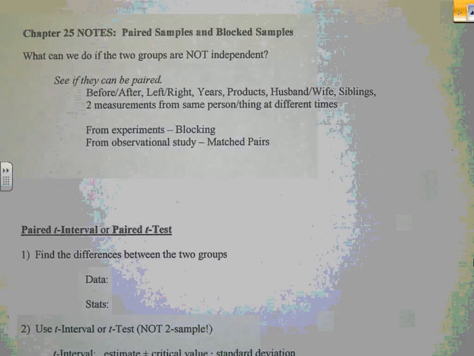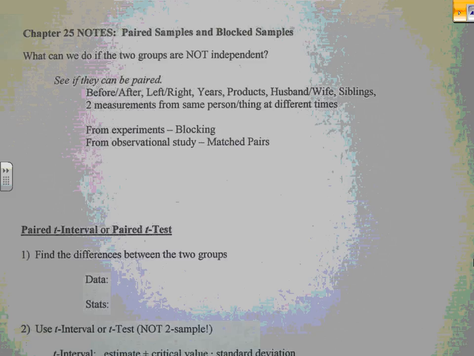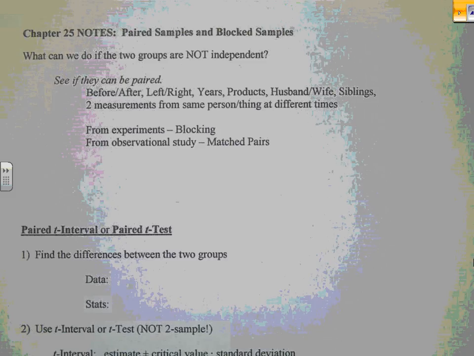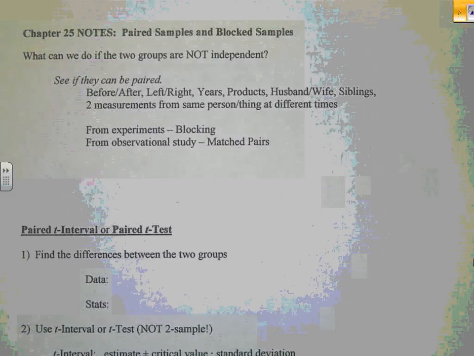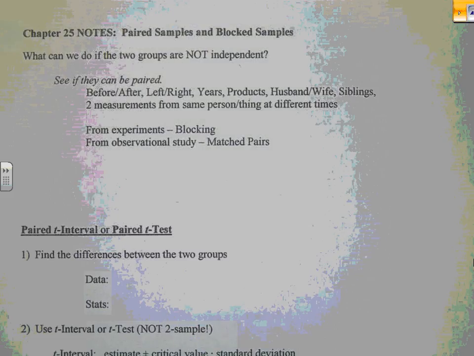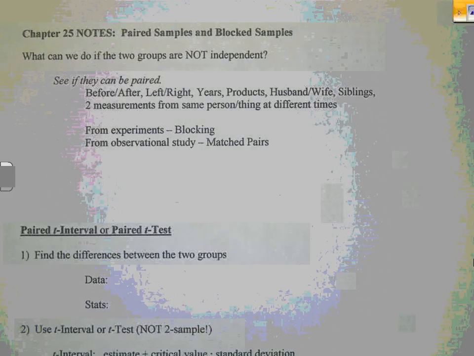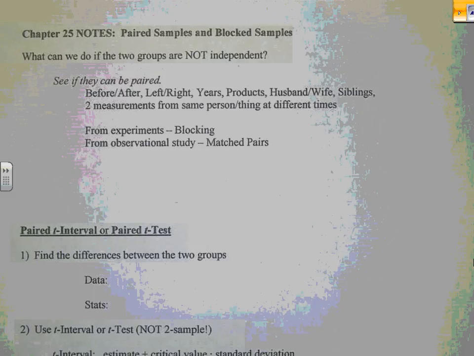And I said that was important because if they were not independent, there's a different method. And so that's what we're going to go over today. It's what to do when 2 things aren't independent. So this front page, there's really not a lot to write down. I have most of the information there for you.